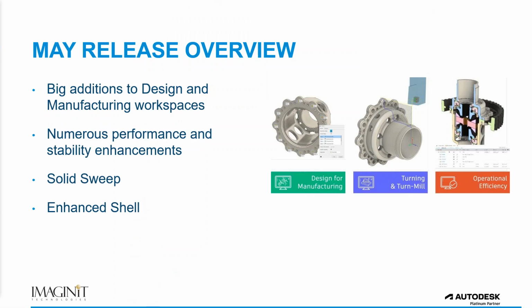So this is our overview. There are some big additions to the design and manufacturing workspaces. Again, there's numerous performance and stability enhancements. There always are. And two things in the design space that I just love talking about are solid sweep and enhanced shell. Solid sweep is where we get to drag a solid body along a path to create that swept volume. And then the enhanced shell provides a curved offset or a straight offset. Straight offset is what the old functionality was. The curved offset allows for partial shelling so that you can continue to work on it in the surface environment if you need to for more complicated shell operations.